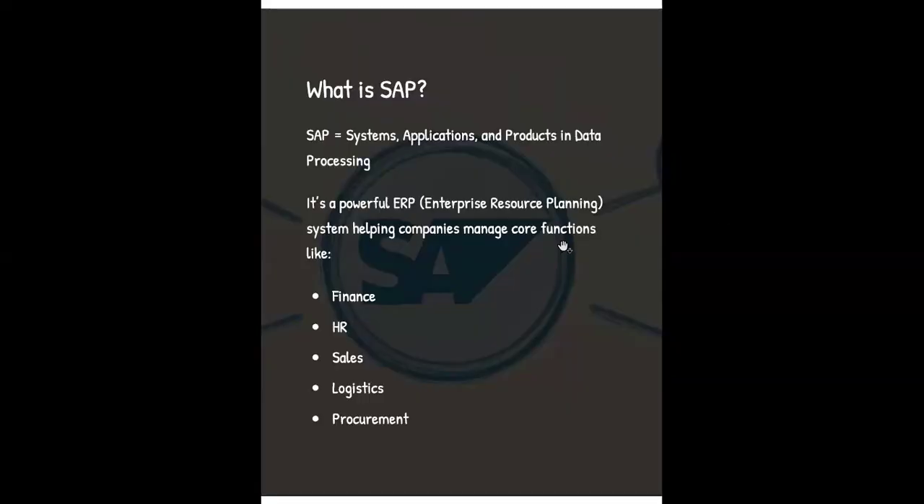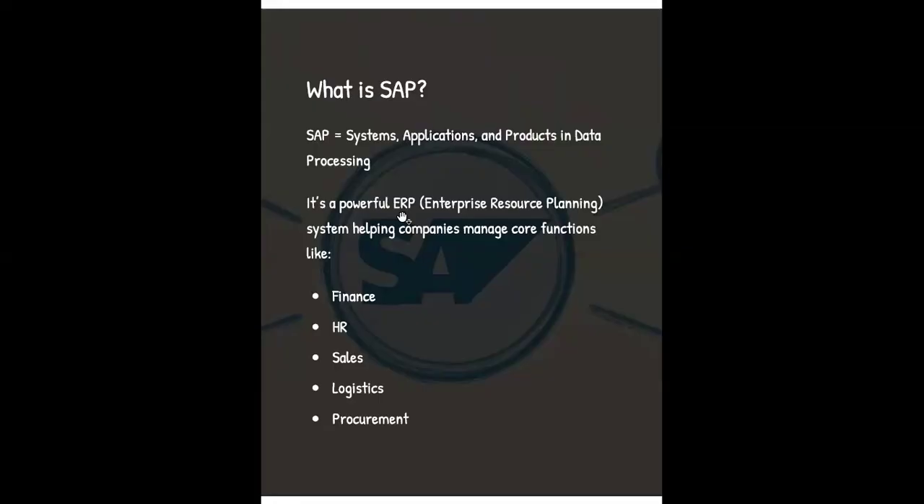Okay. So we will start from the basics. What is SAP? The full form of SAP is System Applications and Products in Data Processing. Whenever you talk about SAP, you always pronounce it as S-A-P, not as a word. So please keep it in your mind.